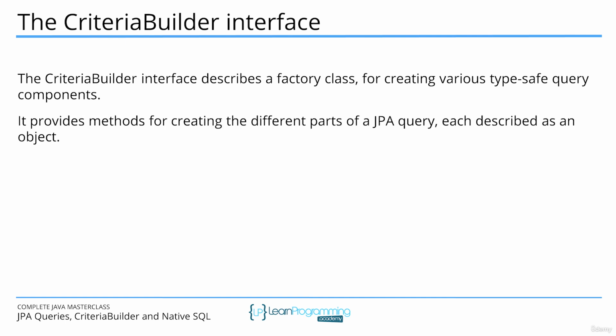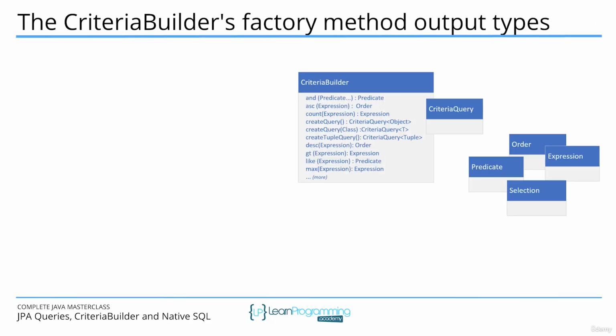The Criteria Builder interface describes a factory class for creating various type-safe query components. It provides methods for creating the different parts of a JPA query, each described as an object and not just part of a string. The Criteria Builder's methods are used to create specific instances, both the criteria query object and its parts, the specific criteria, in other words, that make up the definition of the query.